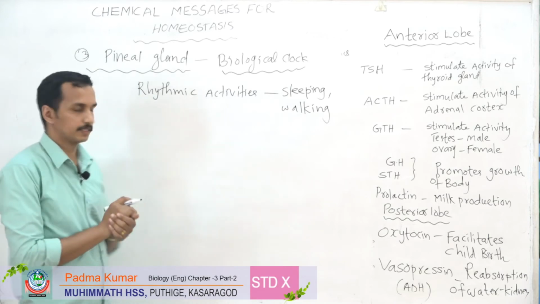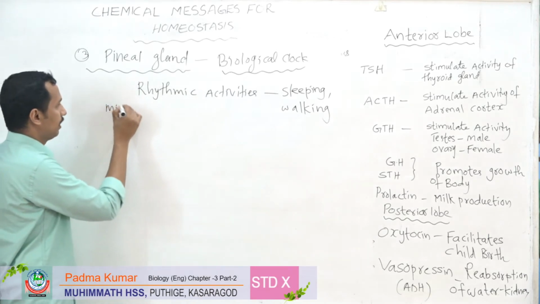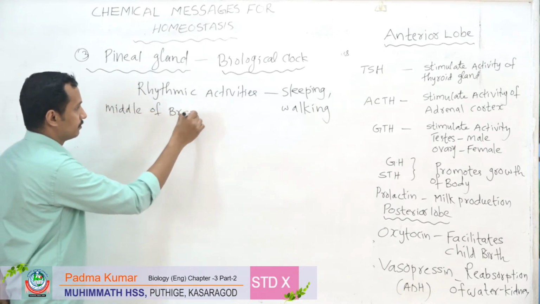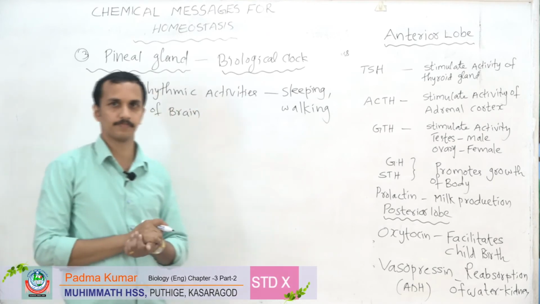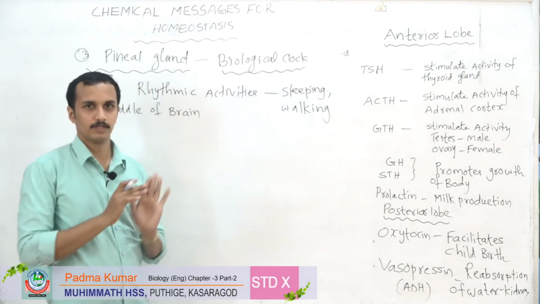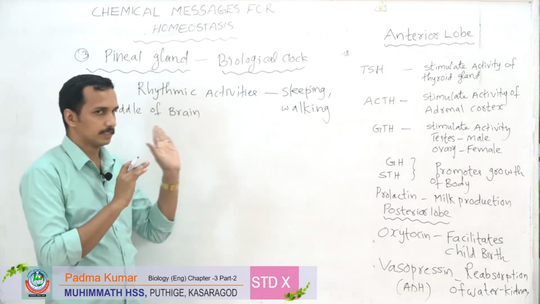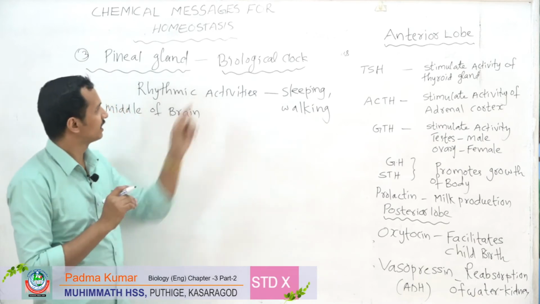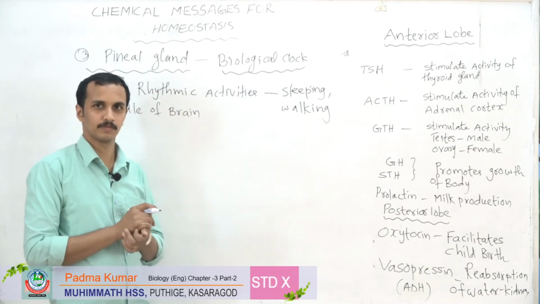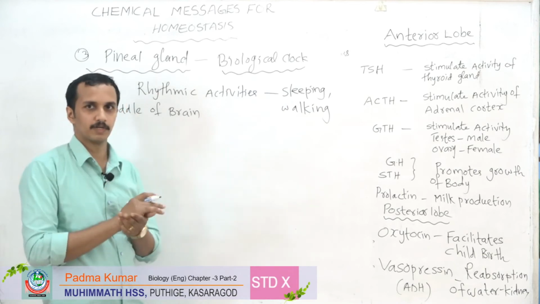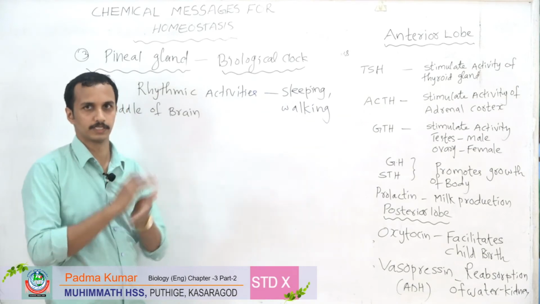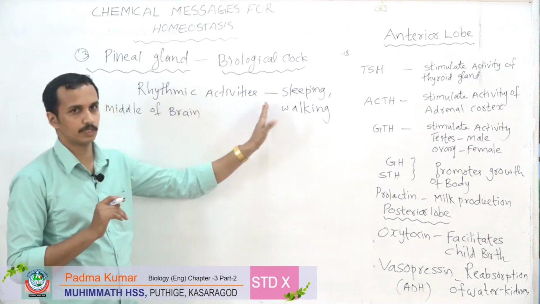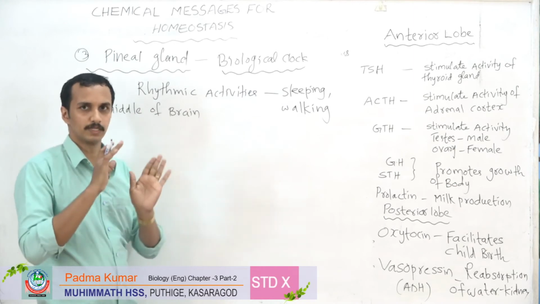Okay, where is it found? It is present in the middle of the brain. Middle of our brain, this pineal gland is present. So it is associated with some biological activities or rhythmic activities or our daily routine activities. Then why is it called a biological clock? Because it makes our body alert and conscious in different situations. In order to perform these routine activities, our brain should be very alert.